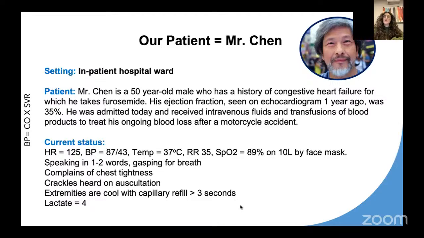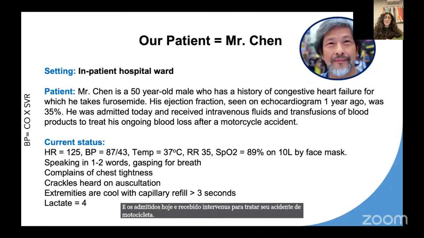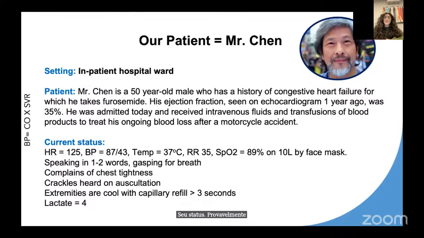All right, so let's start with our case. We have our patient, Mr. Chen. We are currently in our inpatient hospital ward. Mr. Chen is a 50-year-old male who has a history of congestive heart failure, for which he takes furosemide. His ejection fraction, seen on echocardiogram 1 year ago, was 35%. He was admitted today and received intravenous fluids and transfusions of blood products to treat his ongoing blood loss after a motorcycle accident. His current heart rate is 125.